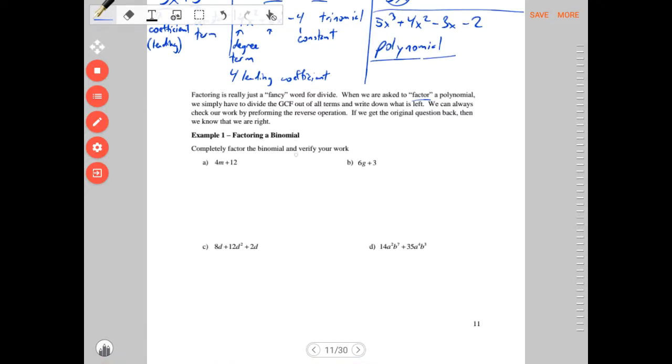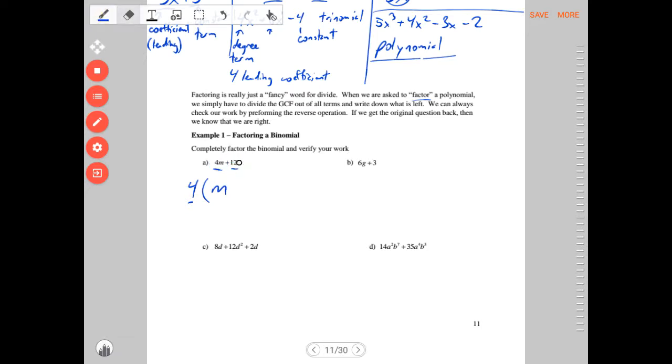Completely factor the binomial and verify your work. Verify, of course, means check your work. If we look at 4m and 12, what is the biggest number we can take out of both of those? The biggest number is 4. There's an m in the first term, but there are no m's in the second, so we can't take any m's out. So our greatest common factor is simply 4. We write the 4, then just write brackets. Now we take this 4 and divide it into each term in the original question. So 4m divided by 4 is just m.